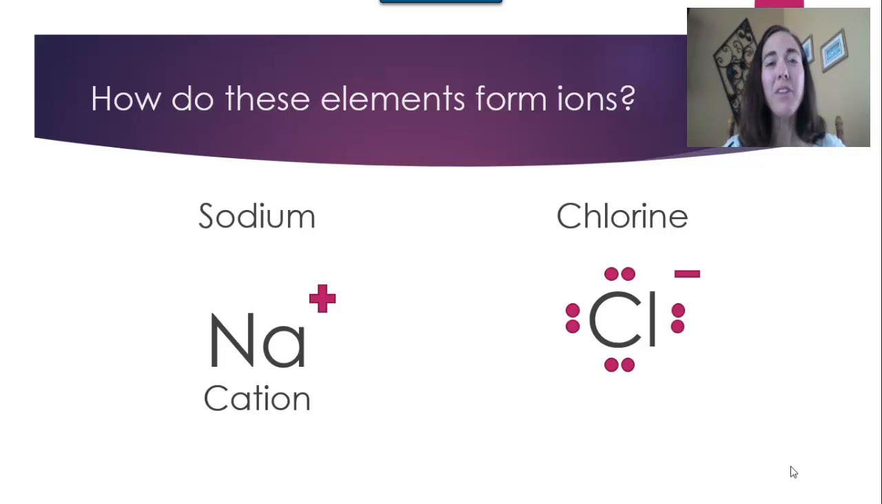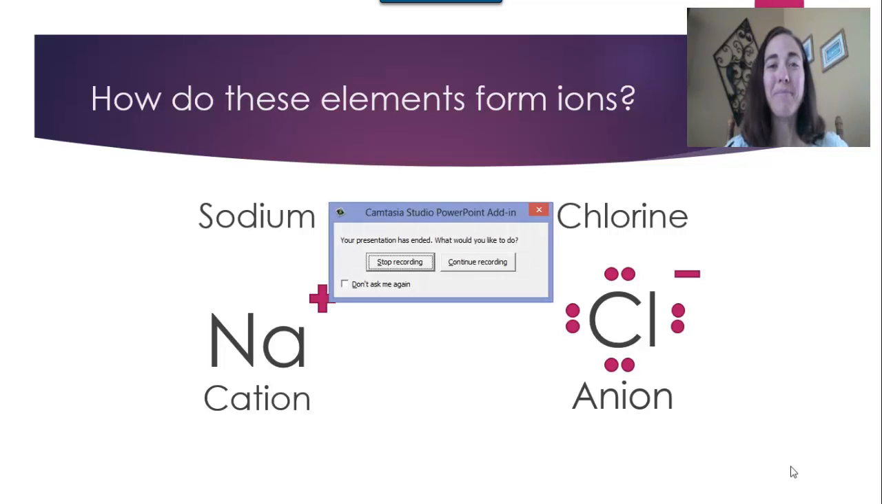Alright, the last thing you need to know is the names of these positive and negative ions. A positively charged ion we call a cation. Remember, the T in the middle of that word is a plus sign. And then chlorine is a negative ion, or an anion. Those are the terms that we use for any positive or negative ion, respectively.